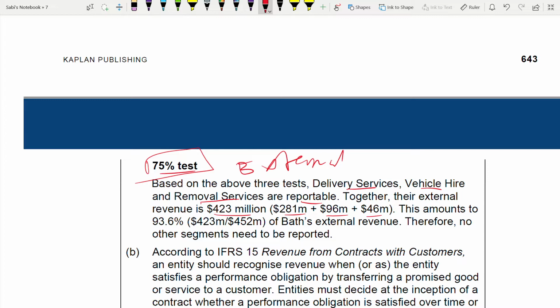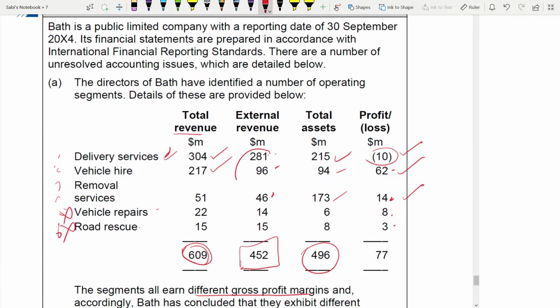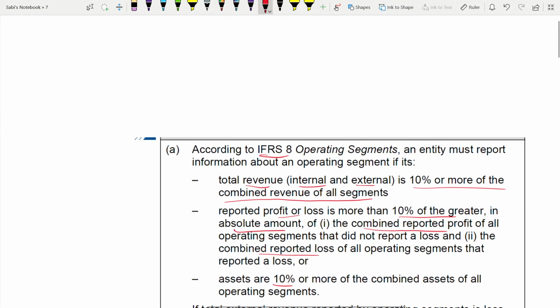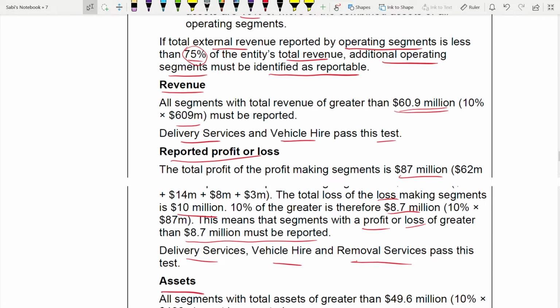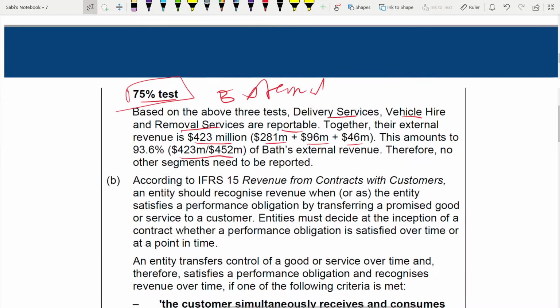So 423, just take it out of the total external revenue, which is 452, and check. This will be over 75%, because of the total external revenue. Let's see what the percentage is. It has to be more than 75%. Otherwise, you have to add more segments to make it up to 75%. In this case, it is 93.6%, way above 75%. So no need to add more. These 3 are the only reportable segments. No other segments need to be reported, based on the above 3 tests, and the 75% test is satisfied.